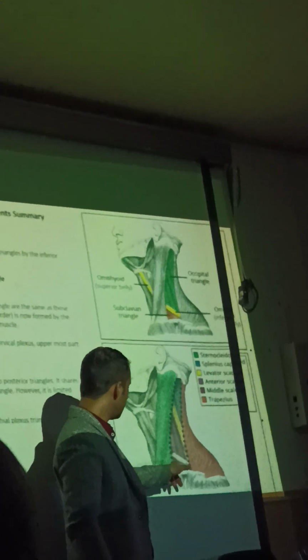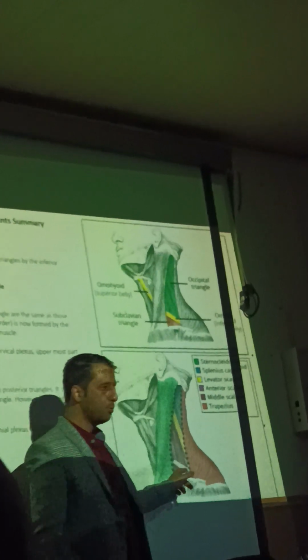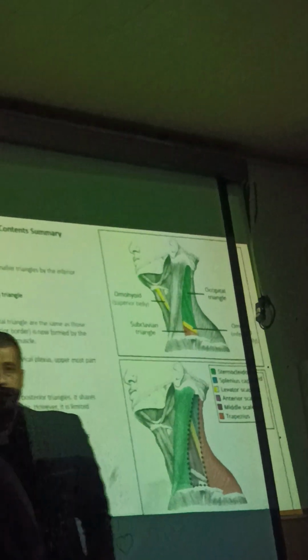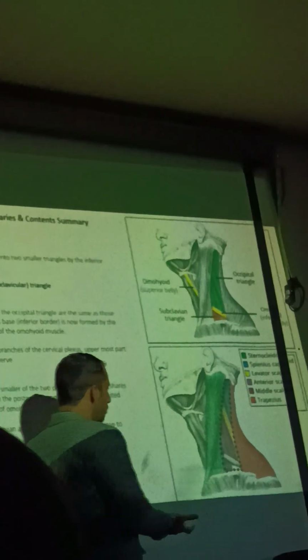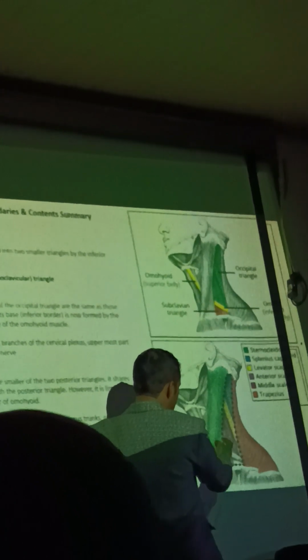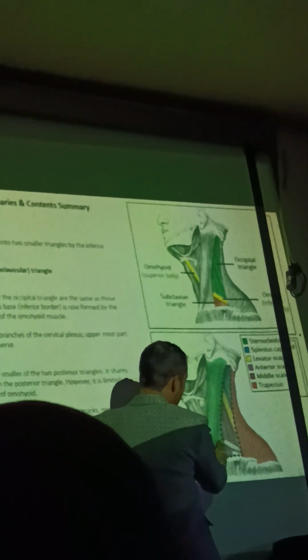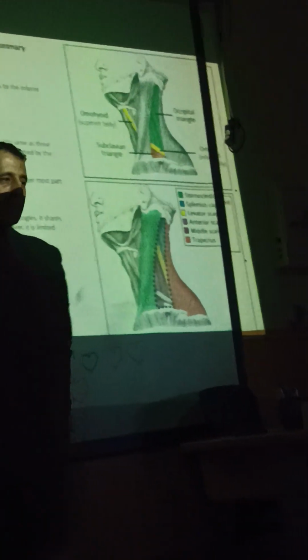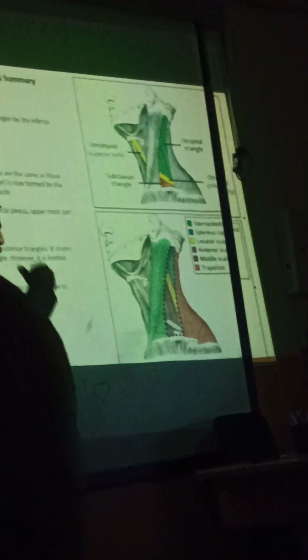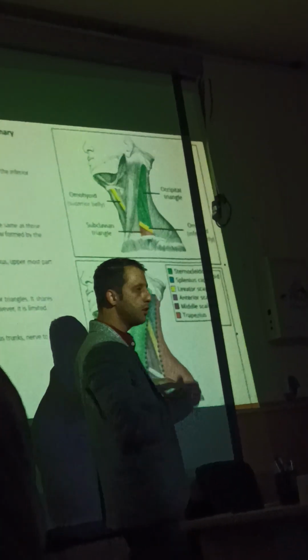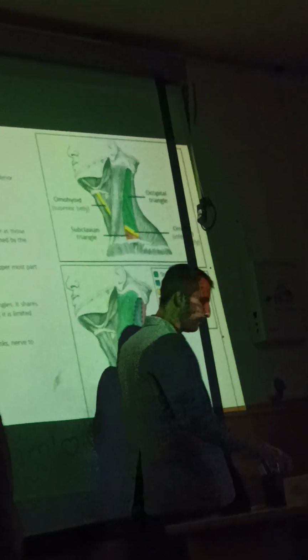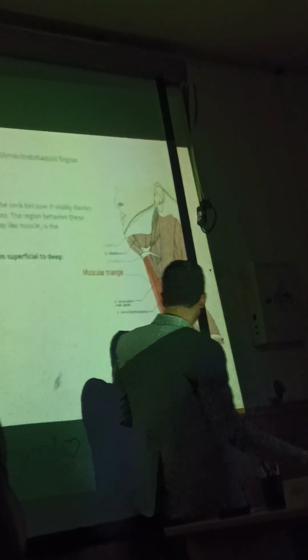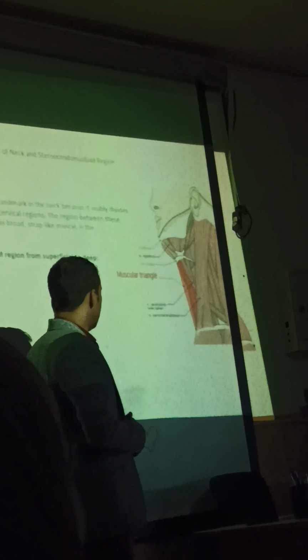And the structure in the subclavian or supraclavicular triangle is the external jugular vein. The external jugular vein comes here, travels inferiorly, and in this area, in the supraclavicular triangle, pierces the deep fascia and inserts into the subclavian vein. Also in this slide, you can see the muscular triangle.